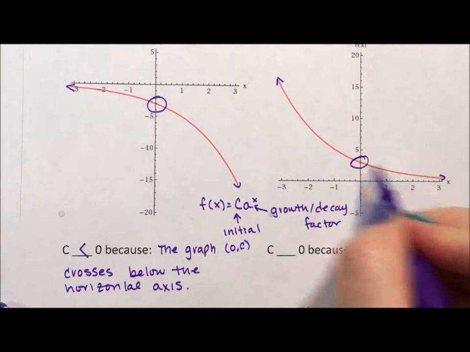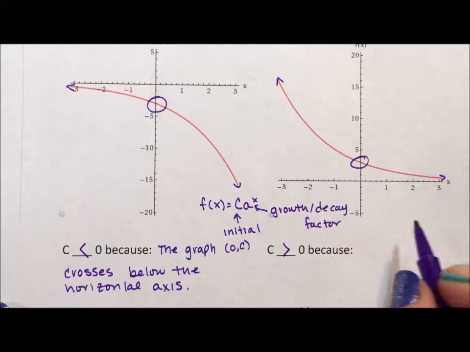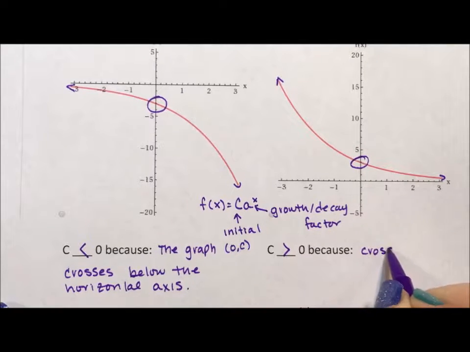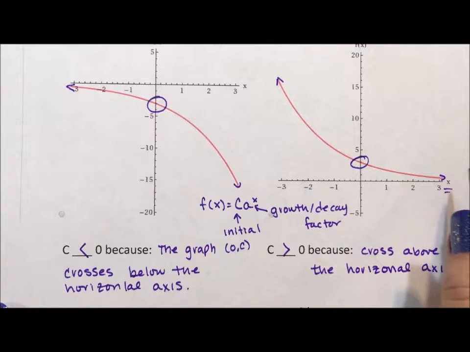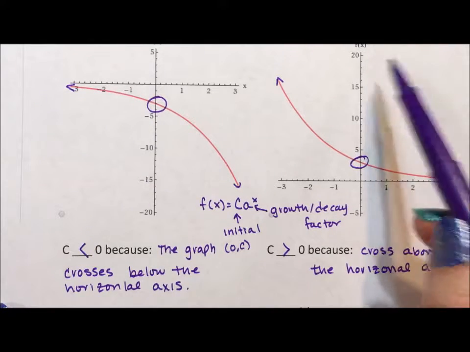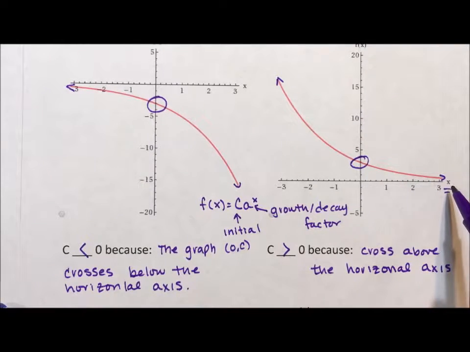In this one, c is greater than 0 because we cross above the horizontal axis. Now you might be saying, why am I saying horizontal instead of x? The reason is this one's labeled x, but they aren't all. Sometimes this is p of t, and then this is the t-axis, not the x-axis. X is the generic, but really we could have any variables. This allows for a more generalized description of what's going on.